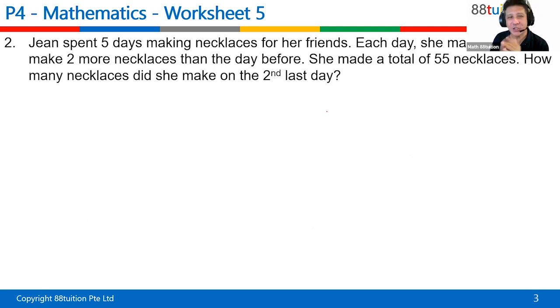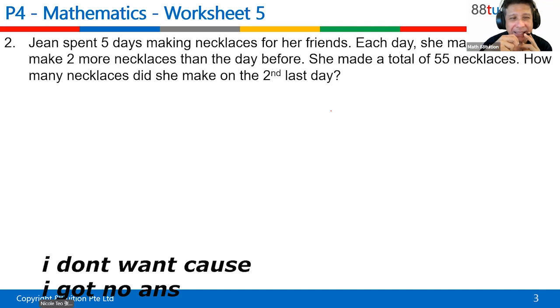Actually, question 2 is very similar to question 1. Question 2 also talks about 5 days. Question 1 was 5 days, right? Question 2 is also on 5 days, but this time it is upside down only. This time they say she spent 5 days making necklaces for her friends, but each day she is going to make 2 more than the day before. So this time I don't have to work backwards. I can work forward.